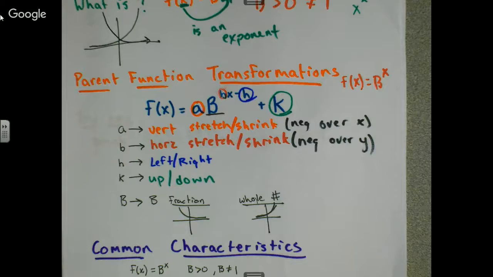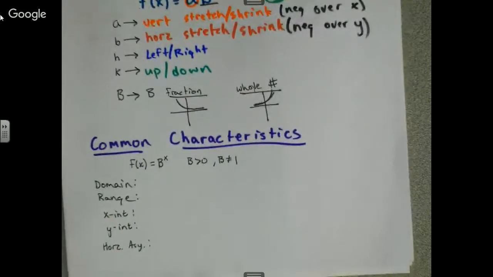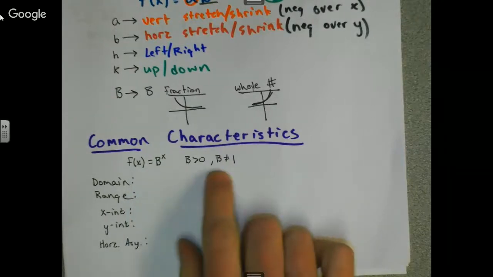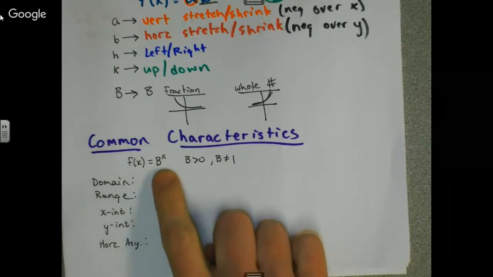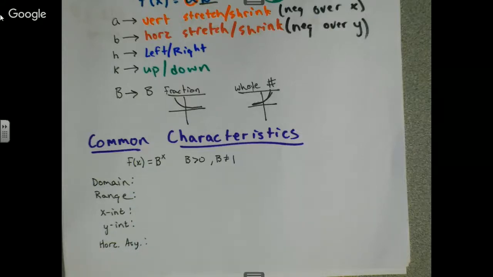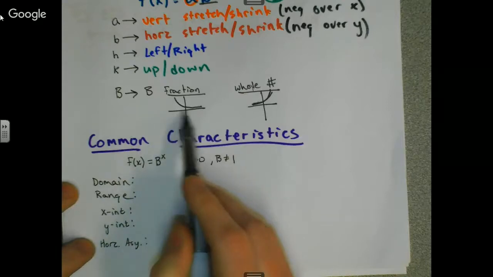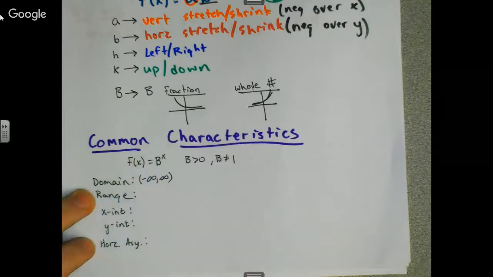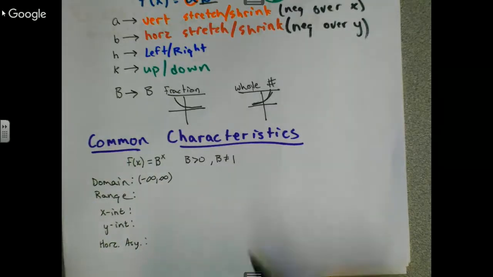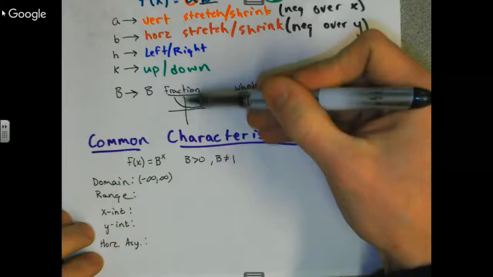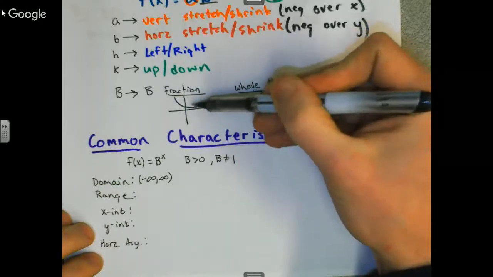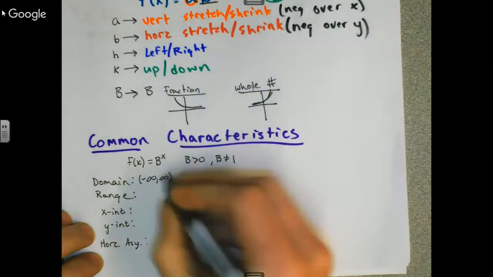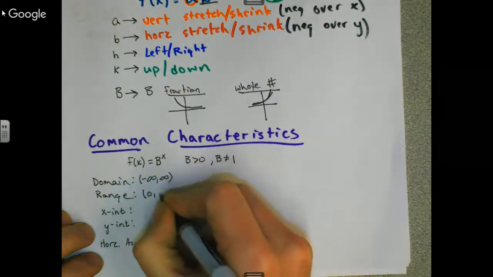Okay, so we have some pretty specific characteristics about this, and these are just the parent function characteristics. Let's go over domain. The domain, meaning what x can be, if we look at this graph right here, is all reals, so minus infinity to infinity. The range of my parent function, so up and down, well, it approaches 0 here, but can never actually be 0. So it goes from 0 to positive infinity.